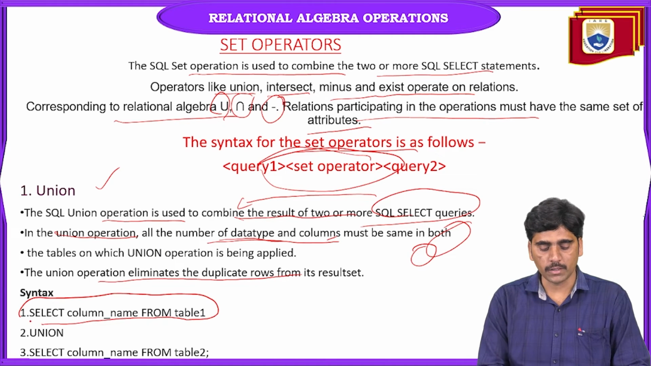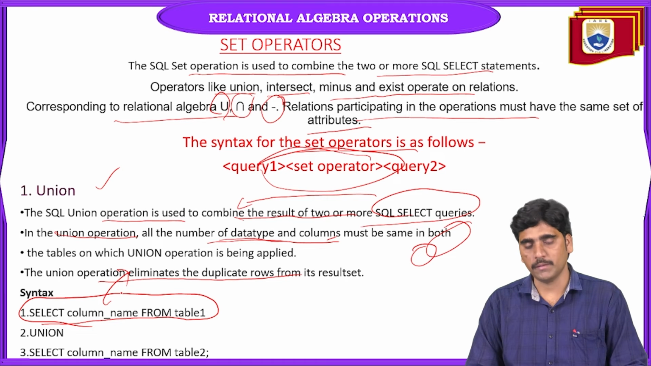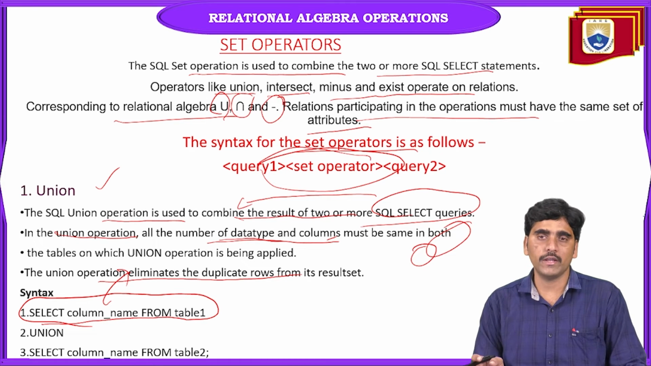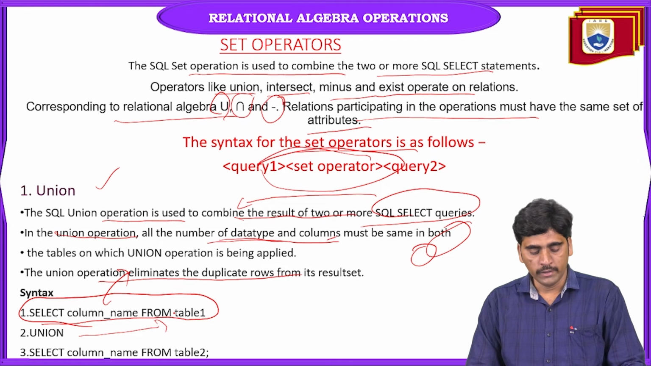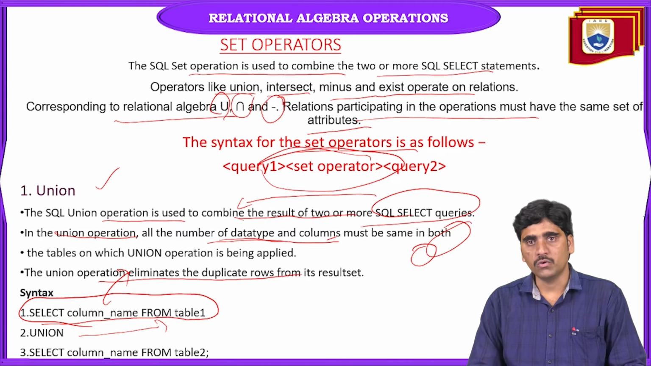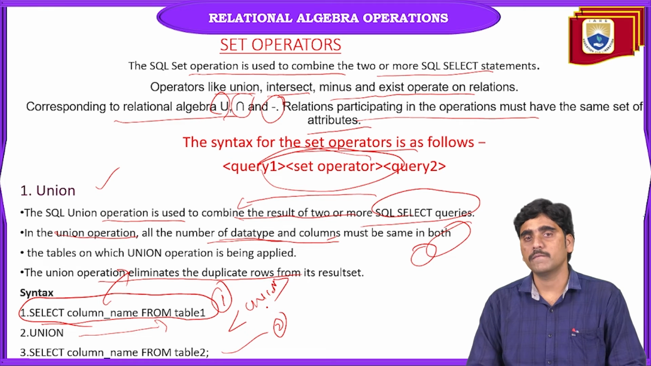Select column name from table 1. If you want to mention any particular column, you can mention those column names: select employee ID, or select employee name, select employee age. Or else you can perform select star from employee also. And union is the operator for combining. Next, select column name from table 2. This is the second query. We already said that in between query 1 and query 2, you can apply this set operator. So this is the way you can understand the union operator.